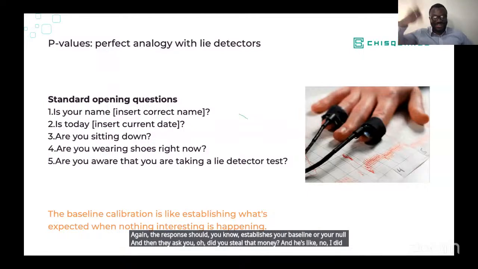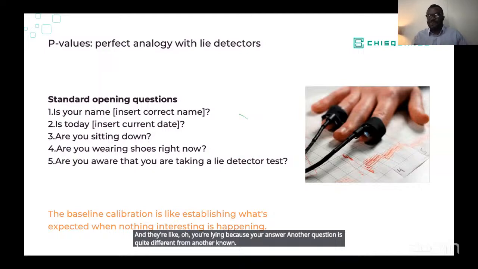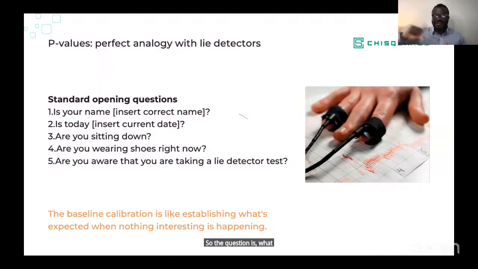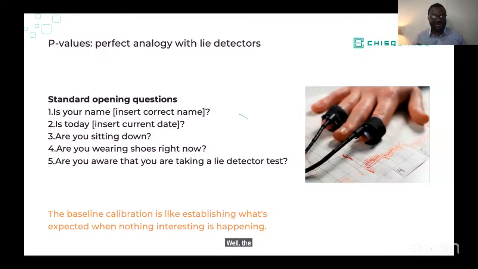The whole thing goes very, very spiked, and your response is quite different from what occurred under the null. And they say, oh, you're lying, because your answer to that question is quite different from under the null. So the question is, what are the chances that we would have gotten that kind of erratic answer if you were not lying? Well, the chances are very, very small. So we conclude that you're lying, right?